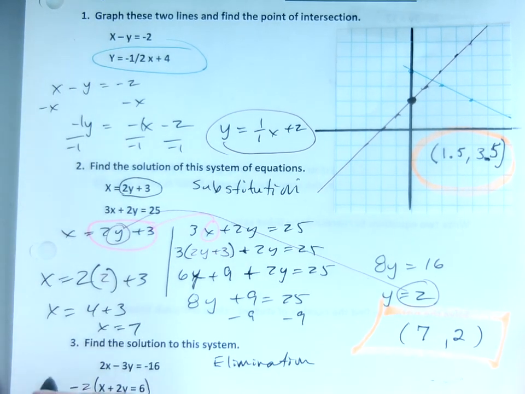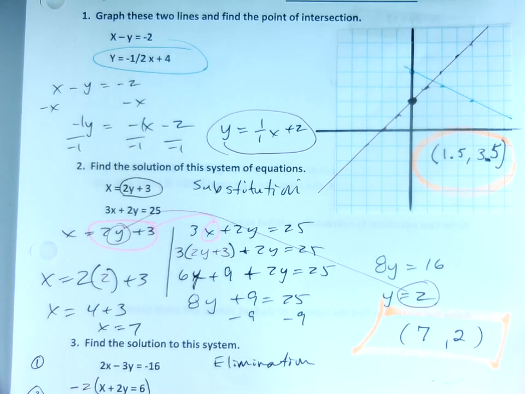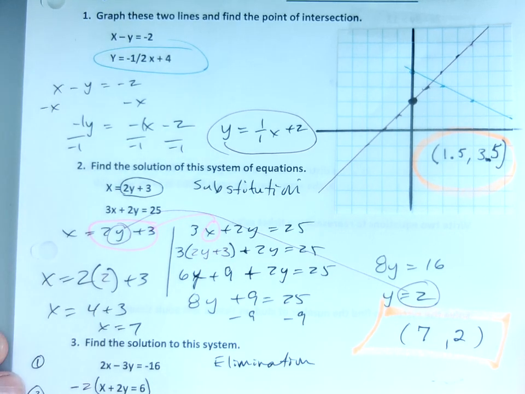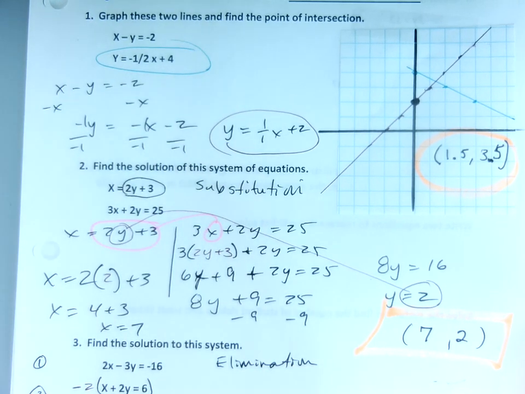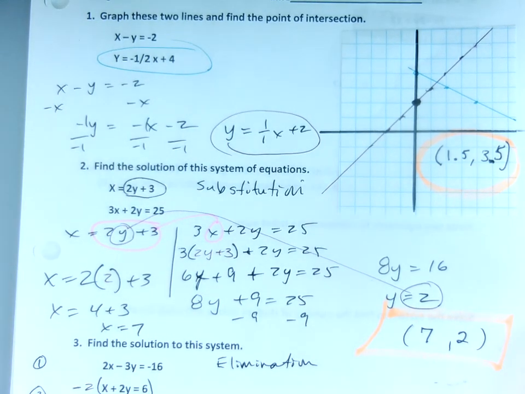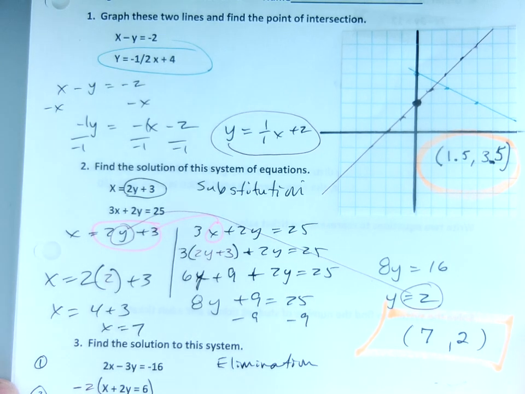Equation 1 is still 2x minus 3y equals negative 16, but equation 2 becomes negative 2x minus 4y equals negative 12. Now when I add the two equations, the x's are eliminated. That's what we call the elimination method, gone. So then we add, and we get negative 7y equals negative 28.